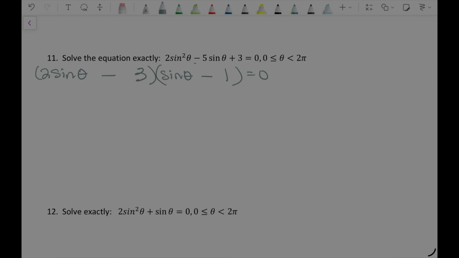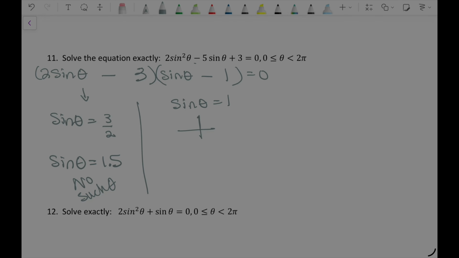This one, sine theta is equal to a positive 3/2. Will sine theta ever equal a number greater than 1? There's no such angle for that. This one, sine theta is equal to a positive 1. That happens when theta is pi over 2 plus any full cycle later. Well, this would be all, and they are asking for just one trip around. This would only be pi over 2 for an answer.